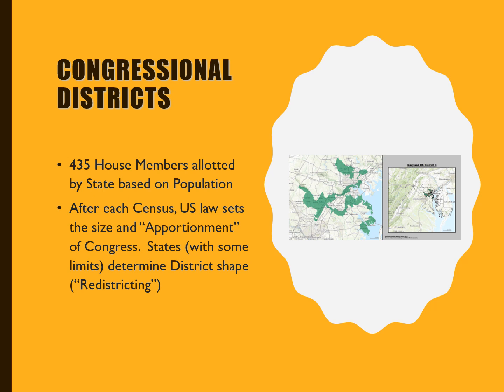After each census, U.S. law sets the size and apportionment. There's a rule for how it's set up, designed to make sure that the difference between the largest and smallest districts is as small as possible. States within limits, though, are able to determine the actual shape of the district. That's called redistricting. Over here you see a rather oddly shaped district that was drawn to make sure that communities of common interest were drawn together.